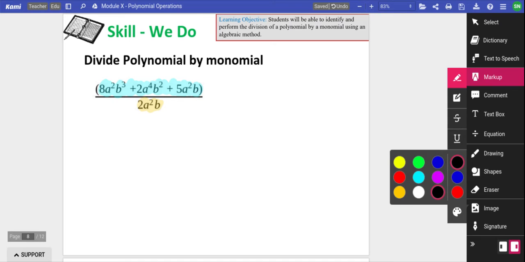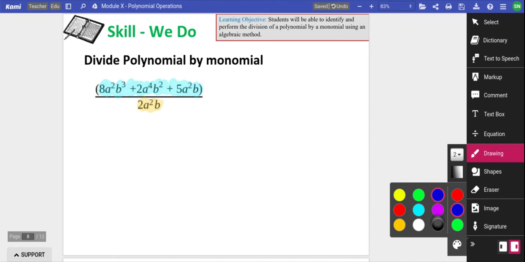Problem number 2, I will use the second method because there are more letters. We will start by writing out the problem. So it is 8a squared b cubed divided by 2a squared b. Remember, we're taking every term and dividing them by the same thing.